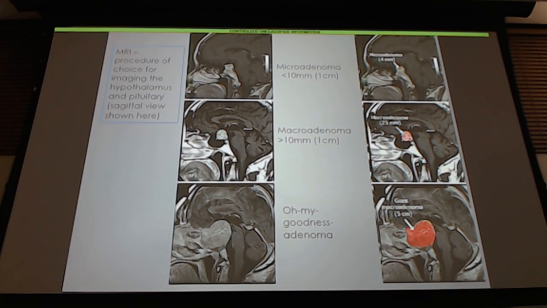And you're not expected to read an MRI on your test, as obvious as some things going on. I don't read pituitary MRIs anyway, so you're not. But I just need you to know when you would order it, okay?